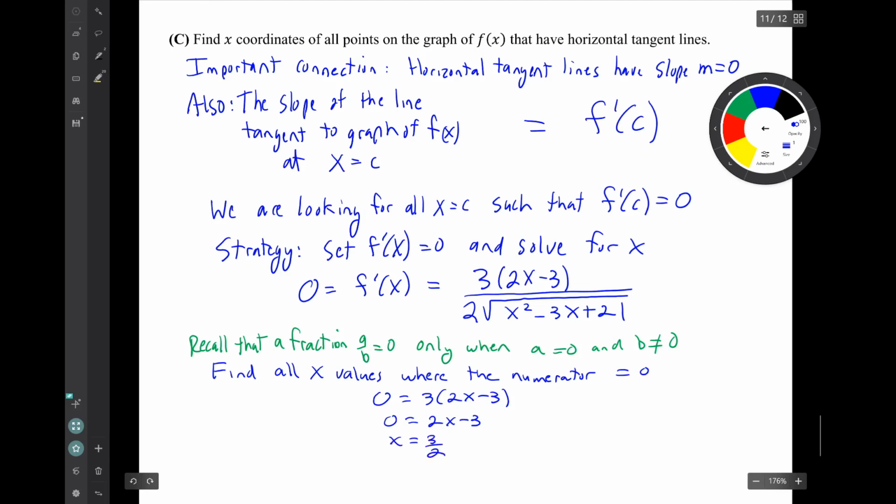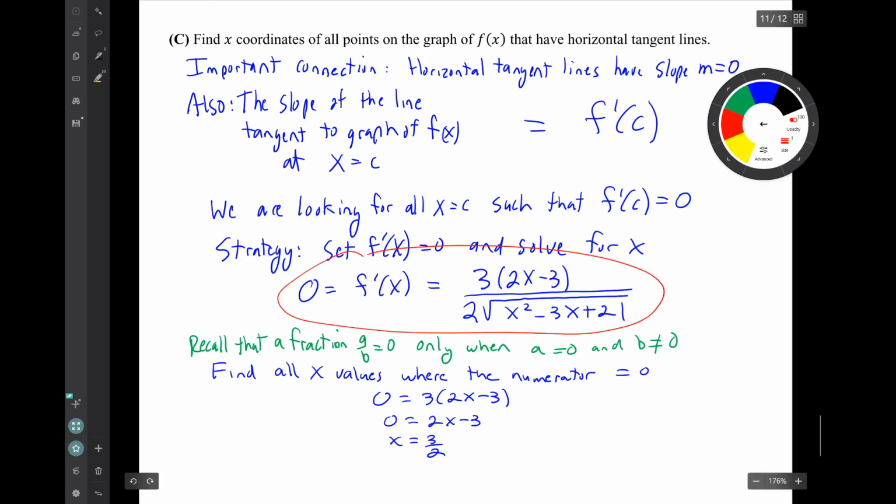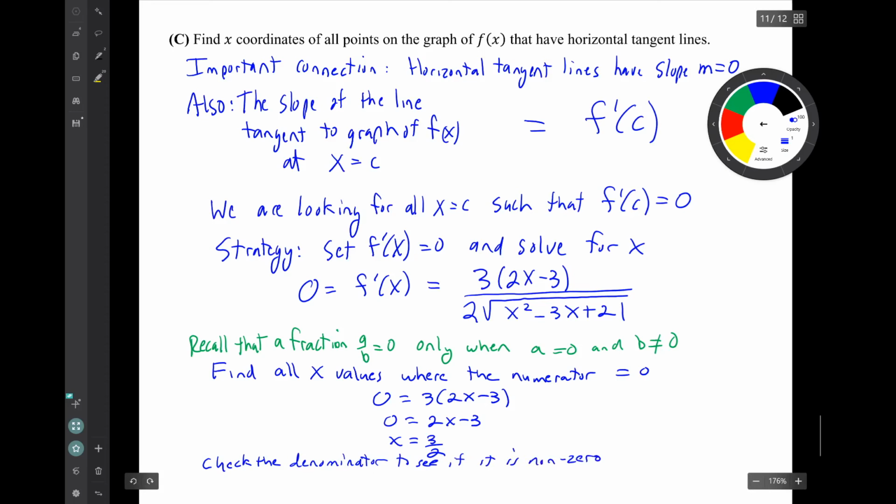We see that x equals 3/2. So that's the only x value that's a candidate for an x value that would cause this equation to be true. That's an x value that causes the numerator to be 0, but we have to double check to make sure that the denominator is not 0 when x is 3/2. So we have to check the denominator, so here we go.